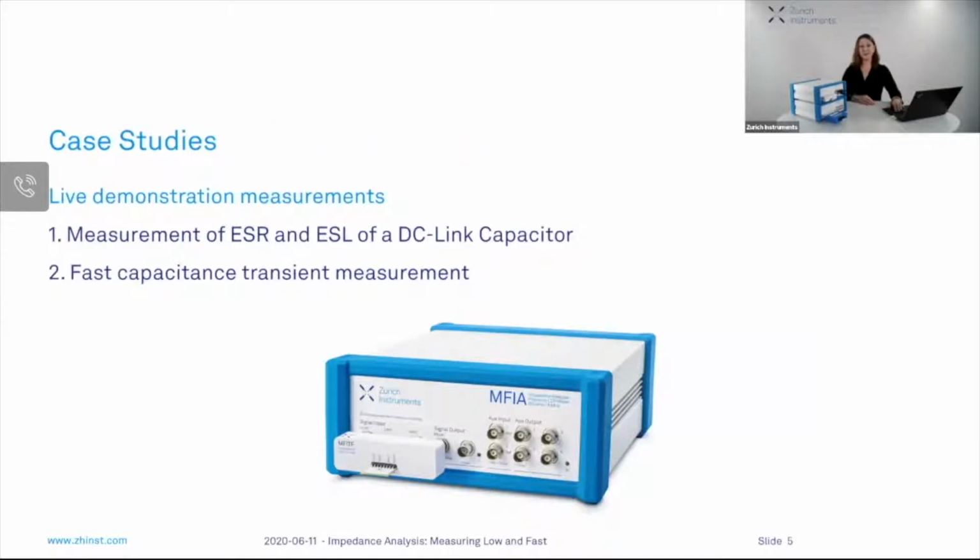Tim will present two case studies showing the two highlights of MFIA, measuring fast and low, well, actually in the reverse order. So measuring low, you will see how to achieve precisely and accurately very low values of inductance and resistance. Measuring fast, you will see how little time MFIA needs to collect data from a single point. Are you ready?